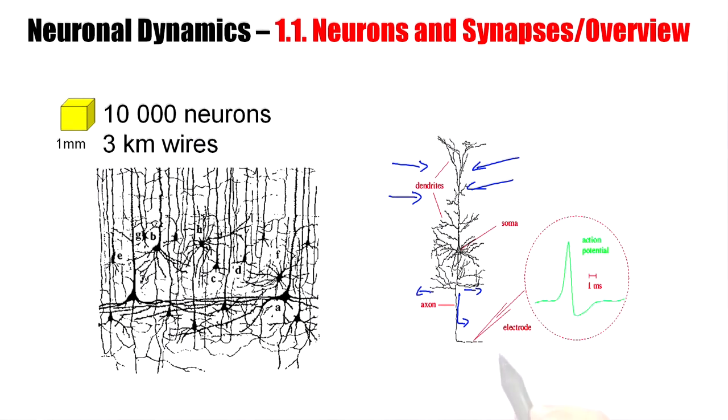Each neuron makes contacts to thousands of other neurons. The contact points are called the synapses. So the axon will branch out and make different ramifications, and therefore we have not just the cells with their cell body, but we have a lot of wire. In fact, in each small volume of 1 millimeter cube, we will have about 10,000 neurons and several kilometers of wires.